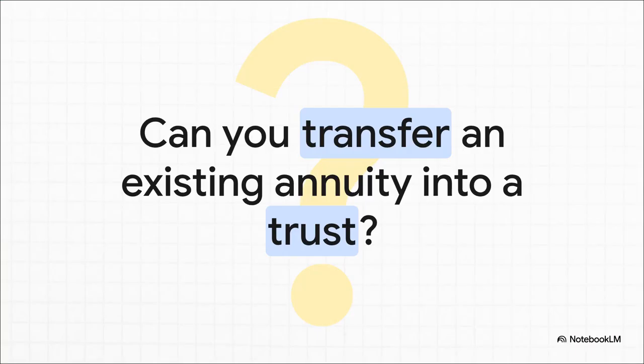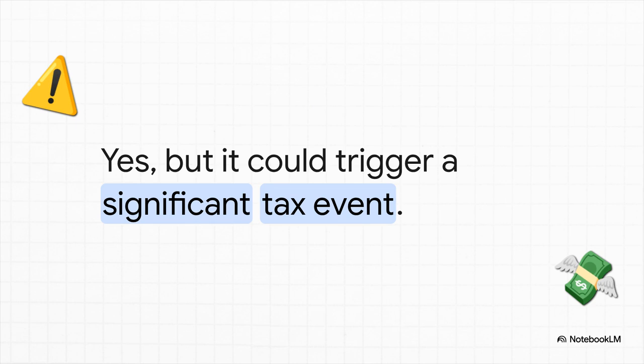So here's a question we hear all the time. Say you already have an annuity, and now you're thinking, hey, I should put this into a trust for better planning. Sounds smart, right? But can you actually do it? And the short answer is yes, you can. But, and trust me, this is a massive but, doing so can trigger a huge and often very surprising tax bill. You have to be so careful here.